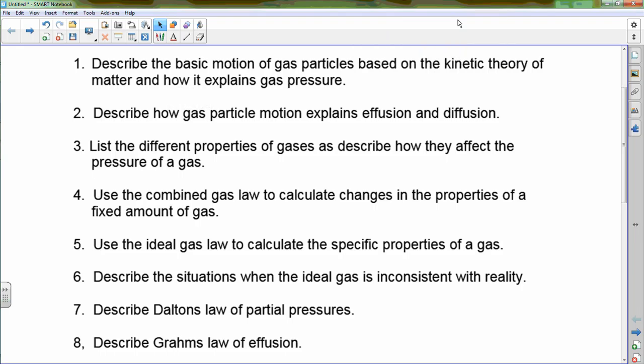Let's talk about what's going to be on the test. I will tell you, the vast majority of the test is going to be calculations using either the ideal gas law or the combined gas law. So we'll go through these things and talk about them, because there will be some conceptual questions on the test as well.